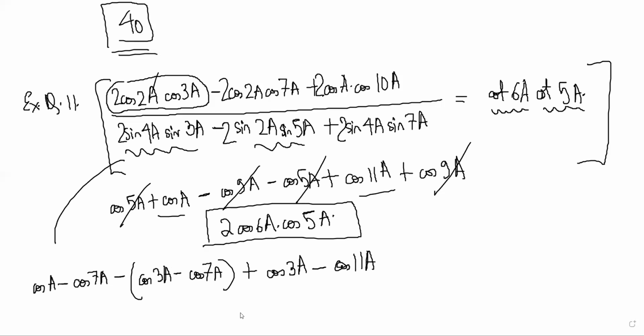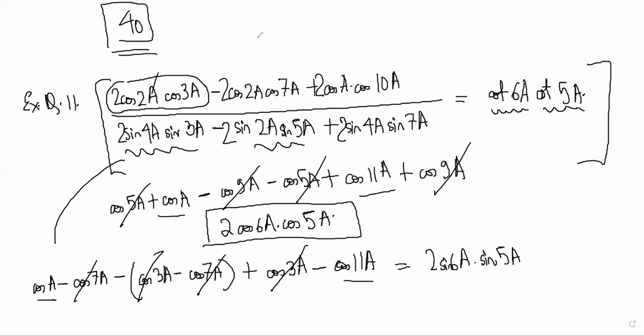Yes, sir. Correct. So minus cos 3A will cancel, and 7 and 7 will cancel. You will be left with again cos A minus cos 11A, right? Yes, sir. So cos C minus cos D will be 2 sin C plus D by 2, so sin 6A, and sin D minus C by 2. D minus C, not C minus D. Second term, 11 minus A, 5A.